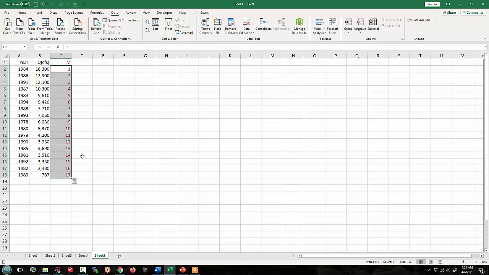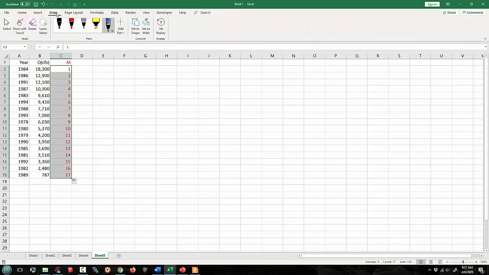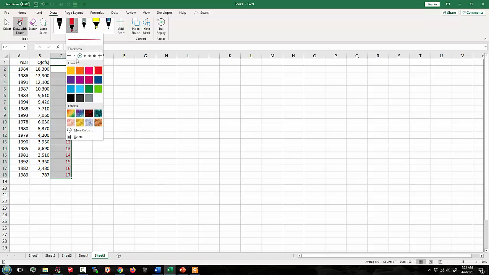Now remember, for the flood frequency curve, we're not going to be using the exceedance probability. We're going to be using the return period, also called recurrence interval, also called exceedance interval.